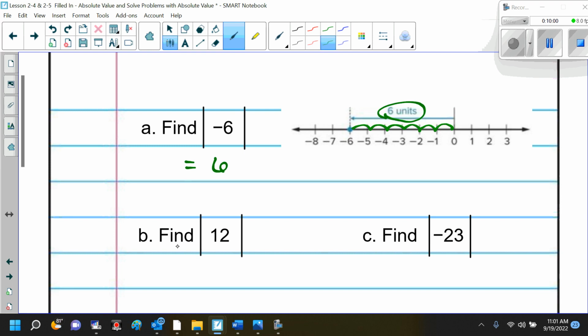How about letter B, what's the absolute value of 12? Not negative 12, 12. We don't want the opposite of 12. We want the absolute value of 12. So we're going to ask ourselves, how many jumps does it take to get from 12 to 0? 12. You see? So how about letter C? We want the absolute value of negative 23. Very good. That's 23.